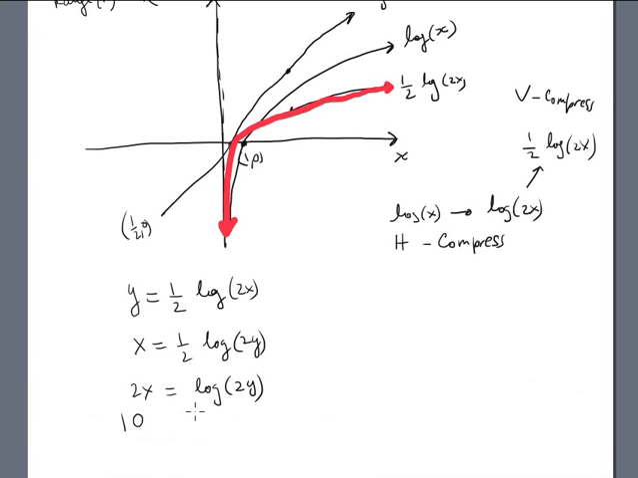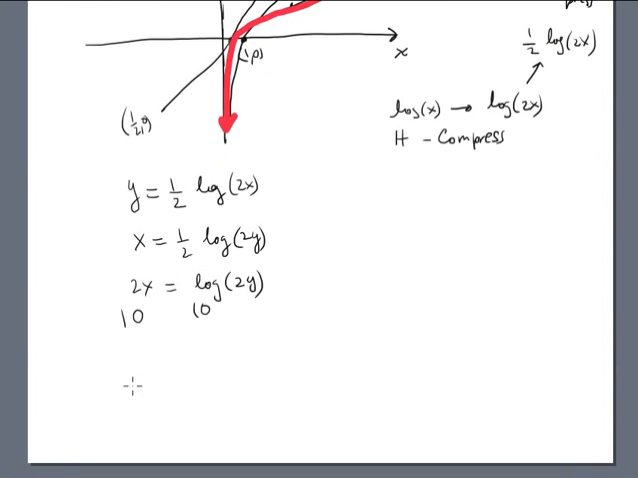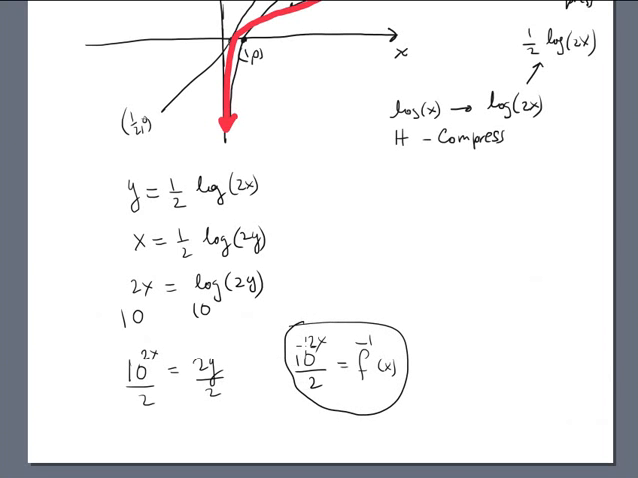Now compute the exponential on both sides. This is 10 to the 2x, equal, canceling out this part, to 2y. Now divide by 2 on both sides: y is equal to 10 to the 2x, over 2. This is the inverse function. It's an exponential function.